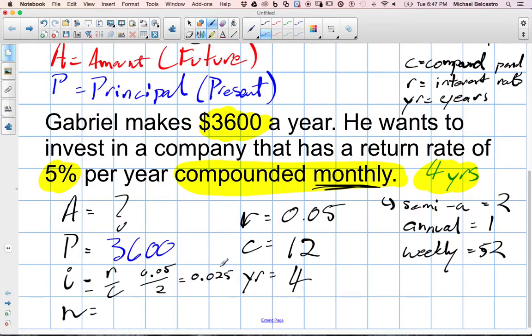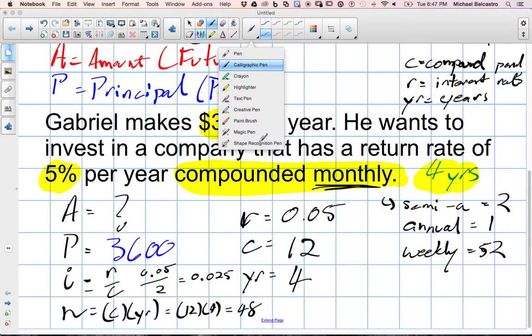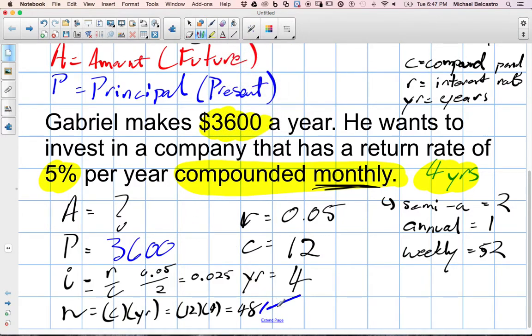Great. And then N is, like we said, our compound period times the number of years. So there's 4 years times those 12. Okay, so 12 by 4 should give us 48. Is that all right? Yeah. Great. So what that's saying is you're going to accrue interest 48 times before you take the money out, before this investment is done. Think of it like he has to lock it in for 4 years, whatever the investment is.